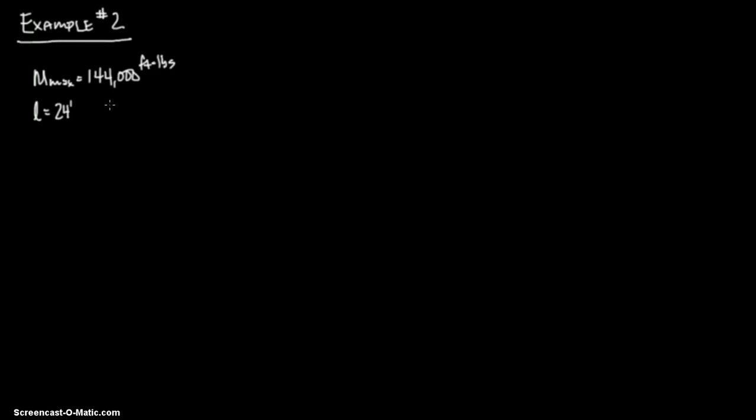Welcome to lesson 4, example number 2. It is asking us, for the beam of example number 1, select the most economical steel beam if its compression flange, which is its top flange, is laterally supported only at its ends and at the midspan.